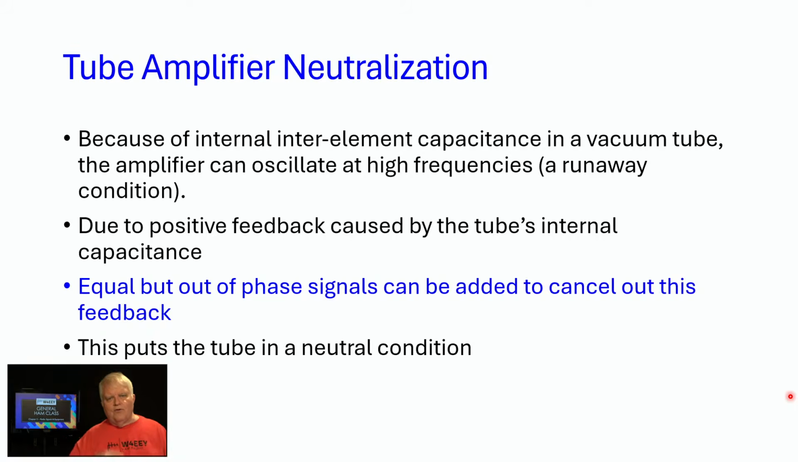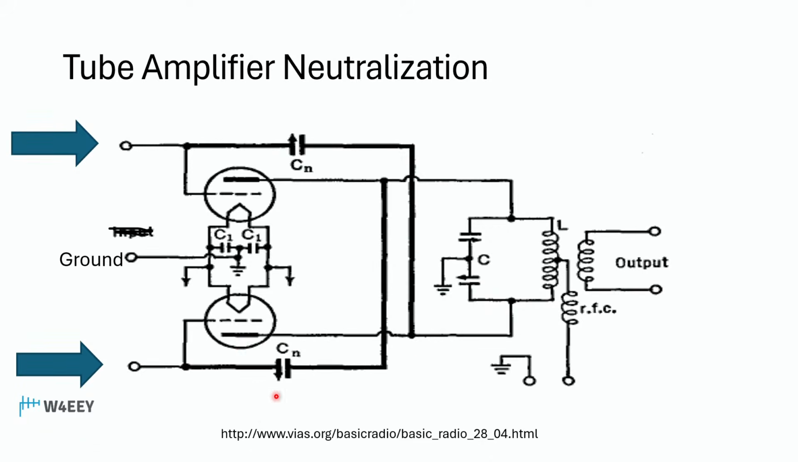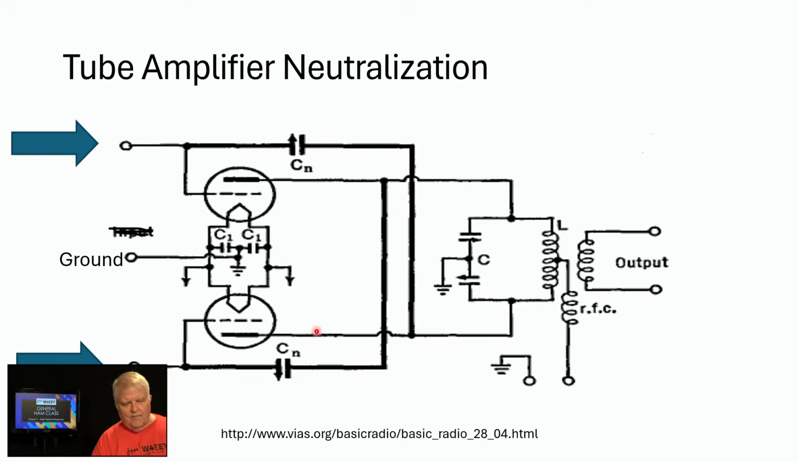Inter-element capacitance in the tubes can cause the tubes to oscillate if you don't properly neutralize them by sending 180-degree signals back. Here's a neutralizing capacitor being sent over to this guy and a neutralizing signal being sent over to this guy. Your manual for the amplifier will tell you if you need to do neutralization and how to do it. I just want you to be aware of that fact.